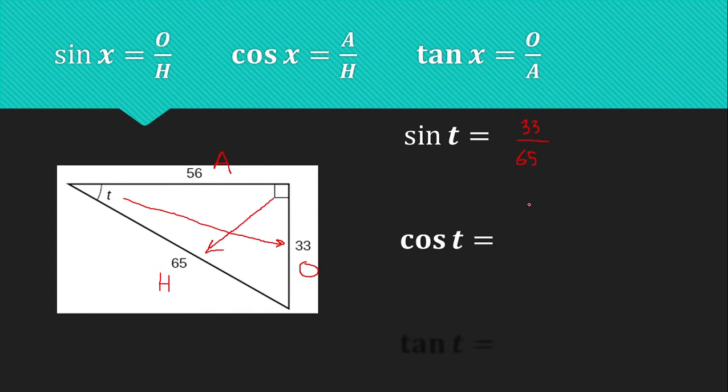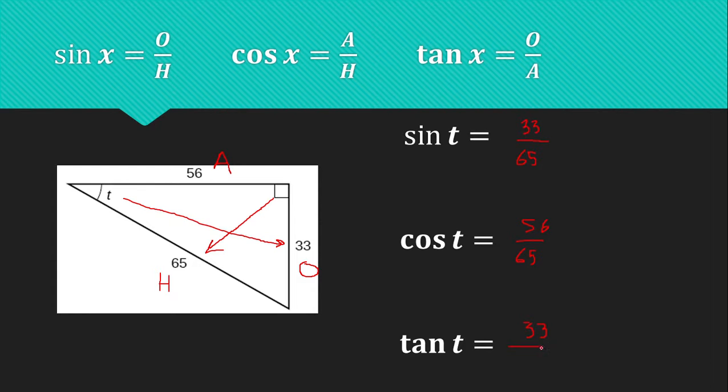And I could do the other ones too. Cosine is A over H, so in my triangle, that'll be 56 over 65. See, because I've labeled them, it's much easier. I can just read my labels. And then tangent is opposite over adjacent. So that'll be 33 over 56.